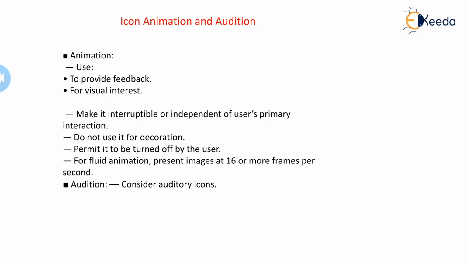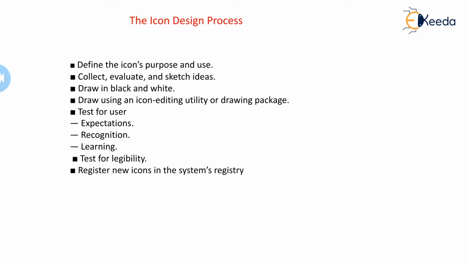Then, next is about the icon design process. In the icon design process, we first define the purpose. What is the purpose? Why do we need it? Why are we creating it? Simple metaphors, analogies, or models with a minimal set of conceptual concepts are the best place to start developing icons. Then we collect, evaluate, and sketch ideas.